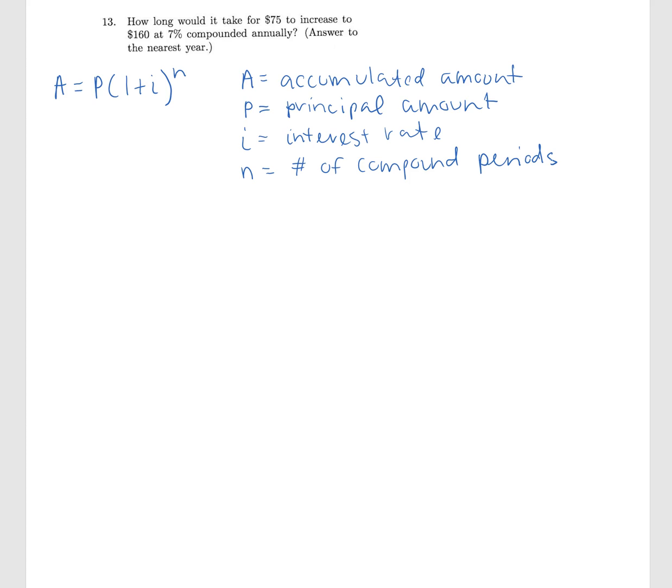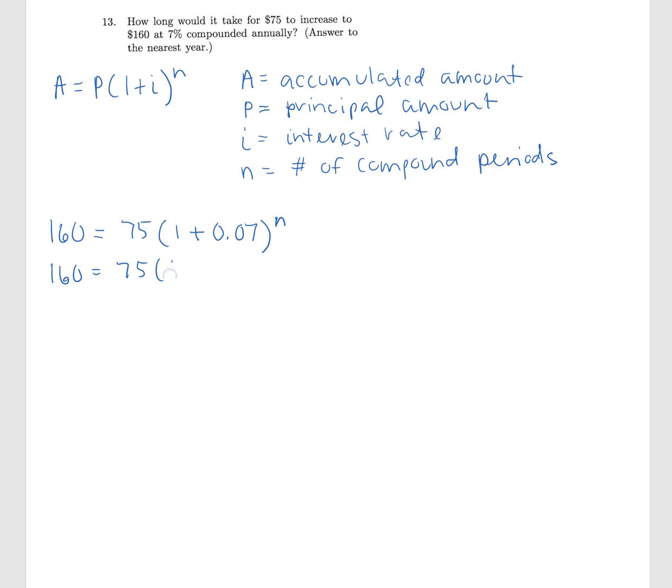And so we can take the information we've been given in this problem and plug it into this formula. So our accumulated amount that we're looking for is $160. So I'm going to put 160 in for A. The principal amount is $75. That's what we started with. And we're adding 1 plus i, our interest rate, which is 7%, so 0.07. And this is to the power of n. And n is what we're trying to find, how many compound periods or how many years it would take to get $160 from $75.